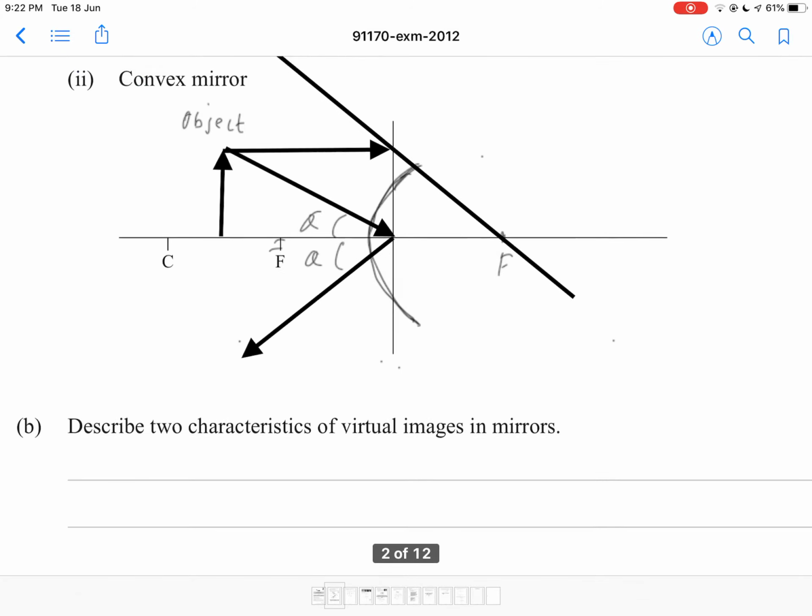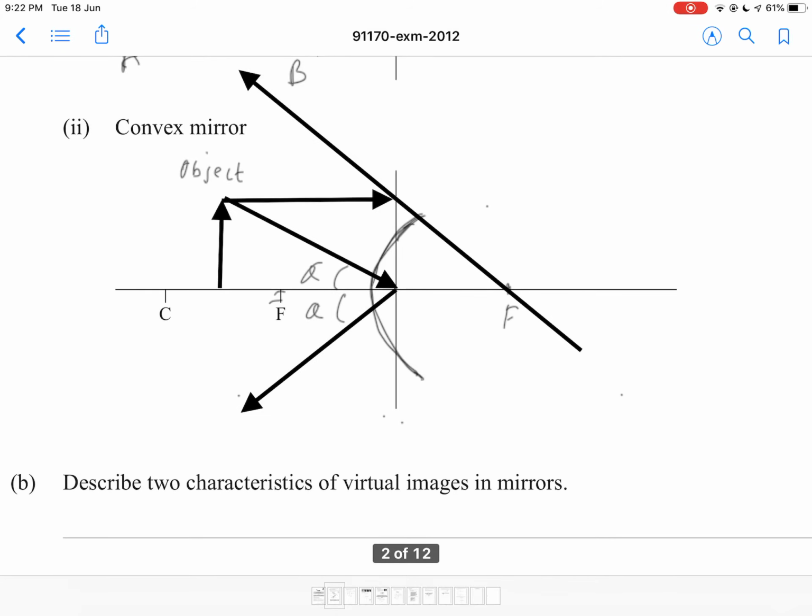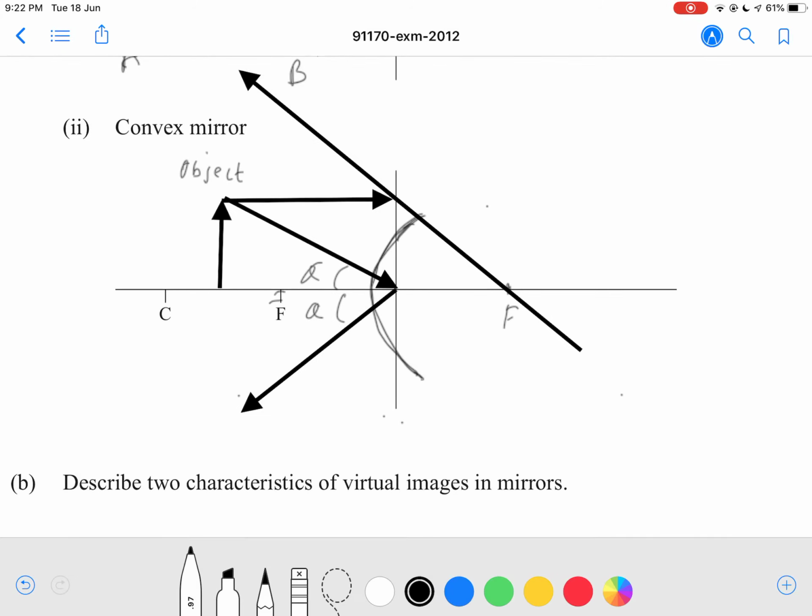As you can see, once again, the rays don't actually touch. We have our ray A this time here, and our ray B this time here. These rays aren't actually touching. So the image produced is not a real image. It's a virtual image. So basically it doesn't actually exist.